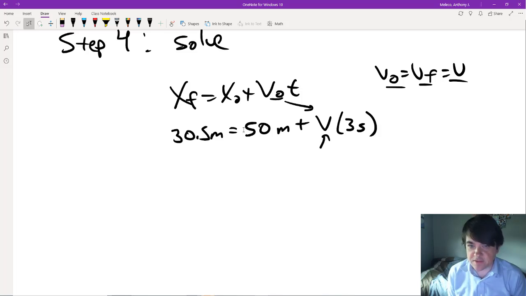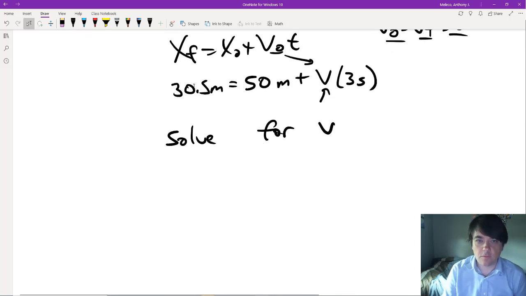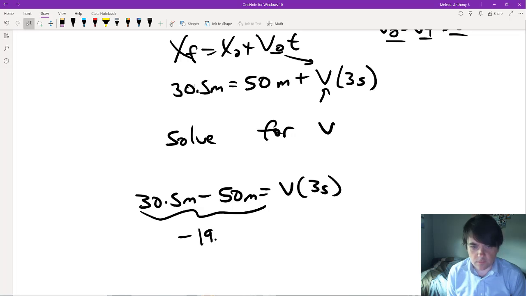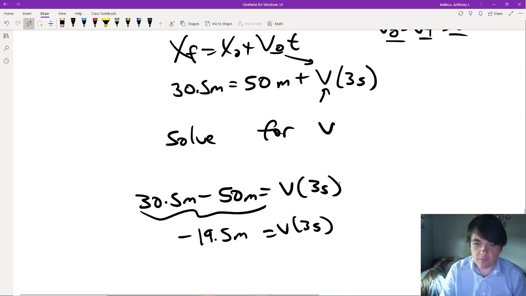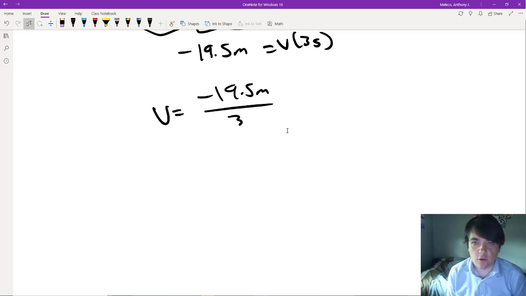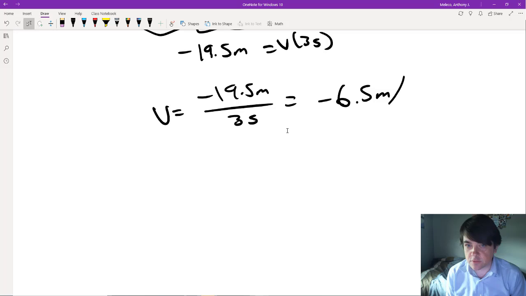Okay, so now we need to solve for v. So 30.5 meters minus 50 meters equals v times 3 seconds. This was minus 19.5 meters. I can't do the math, but yes, minus 19.5 meters equals v times 3 seconds. So v during this exchange is minus 19.5 meters over 3 seconds, which is minus 6.5 meters per second.